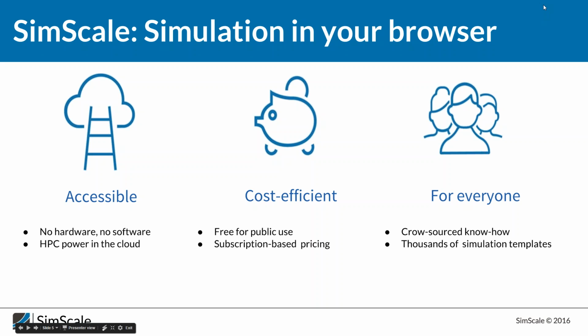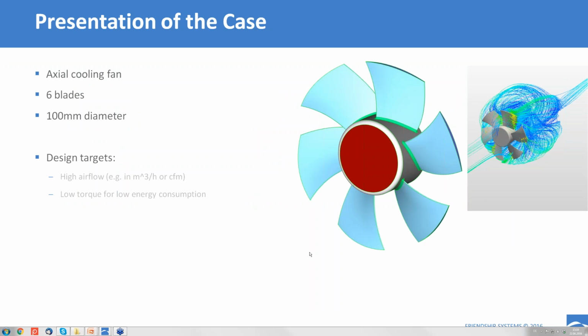All right. Great, Alex. Thanks. So let me again give you a short introduction into the specific case that we are looking at in this webinar series. The geometry is an axial cooling fan with 6 blades and 100 millimeters of diameter, something that you would typically find in your PC or other electronic devices for cooling.